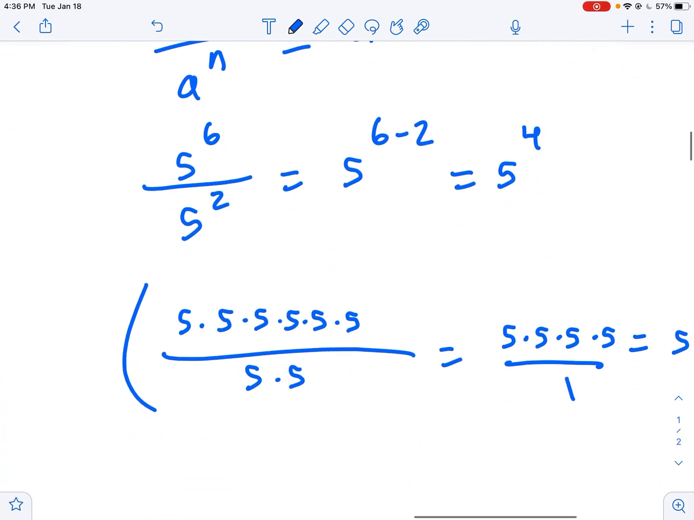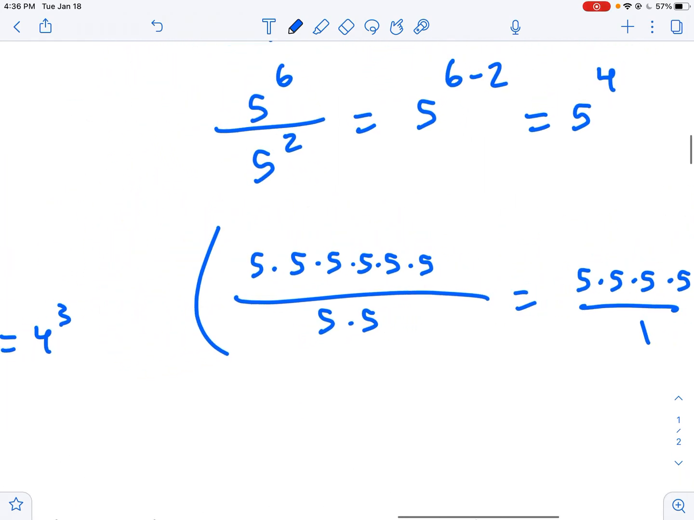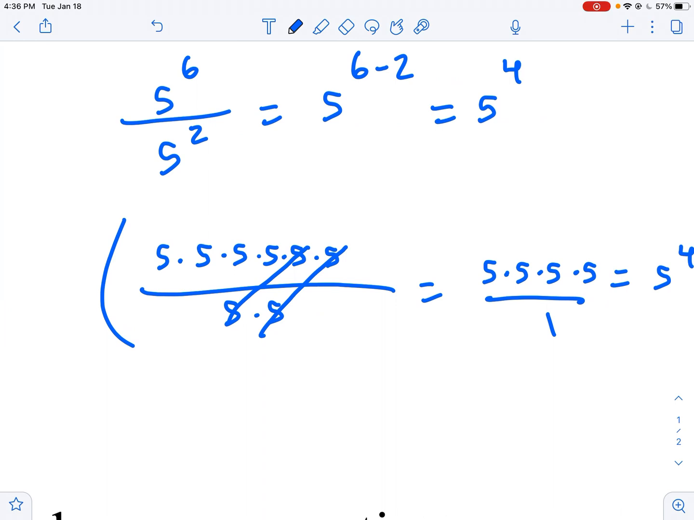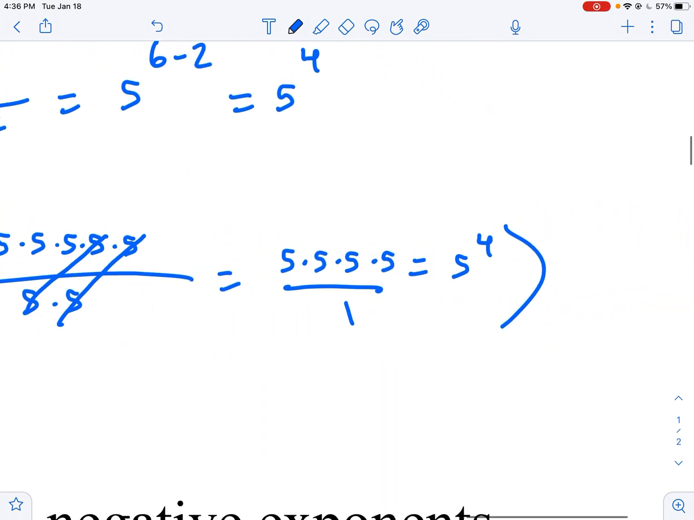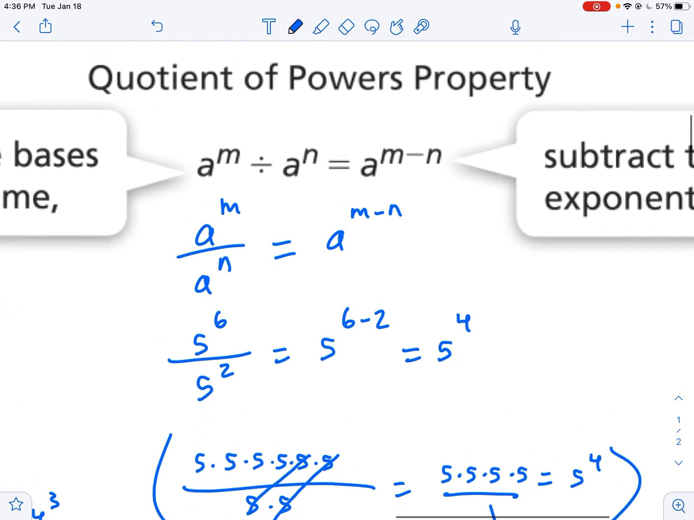And if you're wondering how it works out like that, here I expand it out. 5 to the 6th power is six 5's multiplied together, and 5 squared is two 5's multiplied together. When you have this, you can cancel out a 5 on top and bottom. They divide out. And it leaves you with four 5's left on top, which is 5 to the 4th power. So there's your quotient property in action.